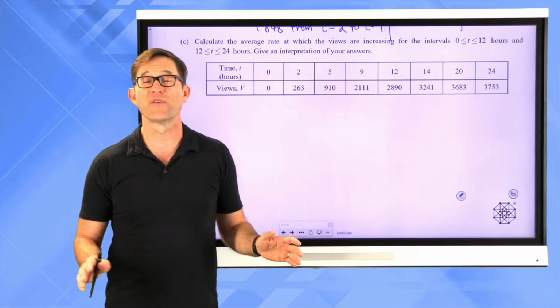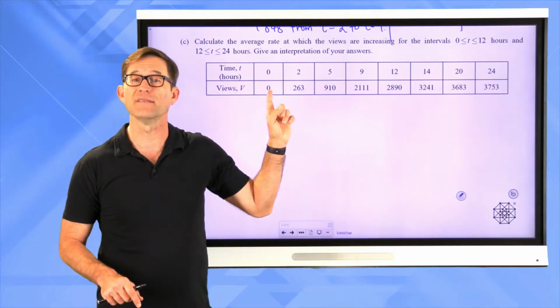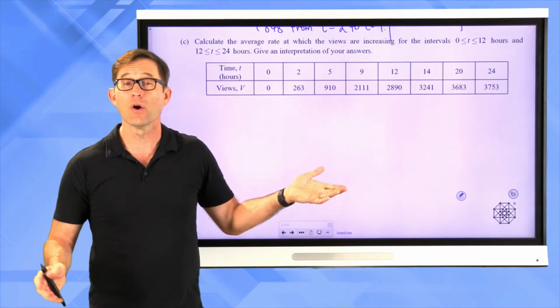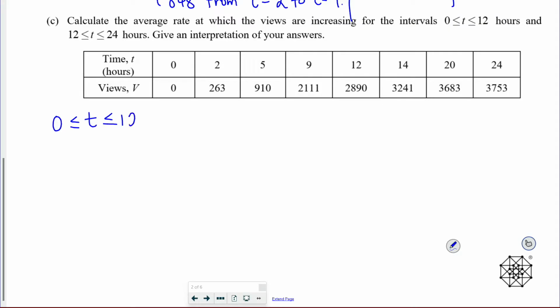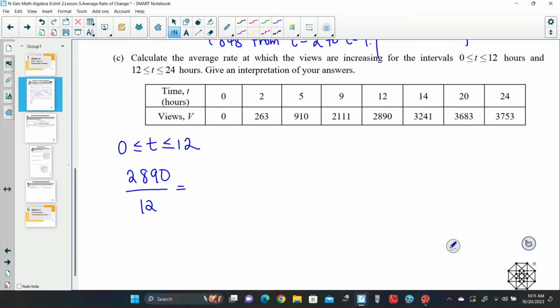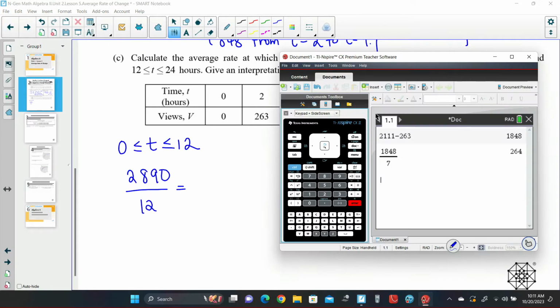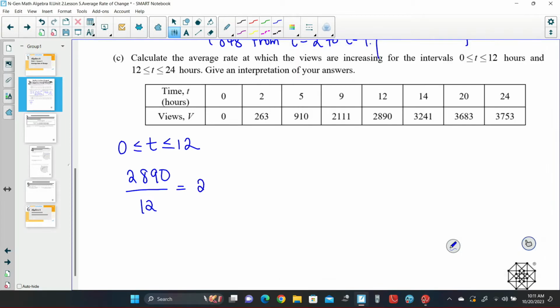For the first 12 hours, it's very simple because the number of views at 0 is equal to 0. So for 0 less than or equal to t less than or equal to 12, all we need to do is take our 2,890 and divide it by 12 hours. This isn't going to come out to be a nice number, so we'll just round it. We can do 2,890 divided by 12, and we'll say that that's maybe 241 views per hour.